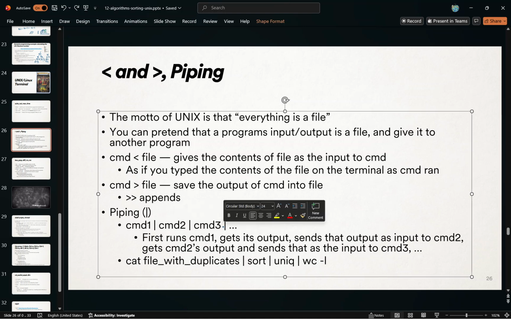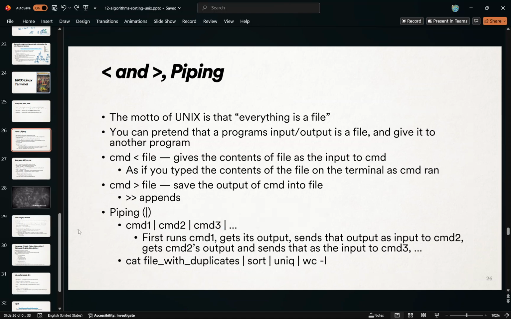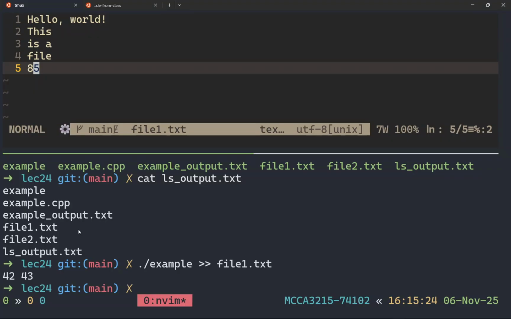Does that kind of make sense? It runs this one first, boop, and it takes its output and gives it to command 2 as input. And it takes command 2's output and gives it as input to command 3. On and on down the line. It's wonderful. So there's some cool things that we could be doing there. So here are some options.